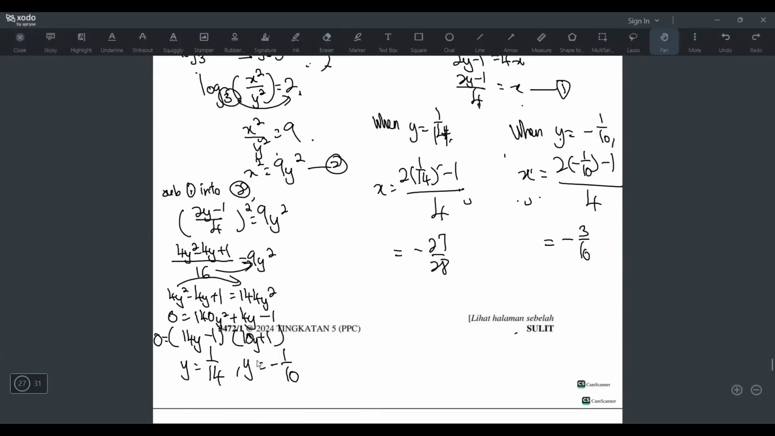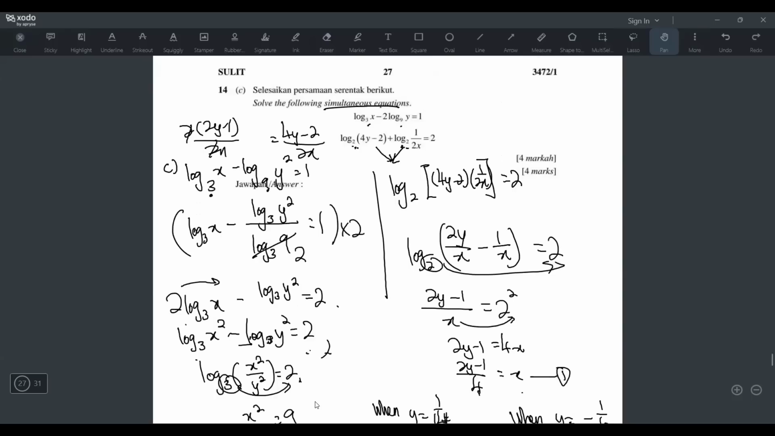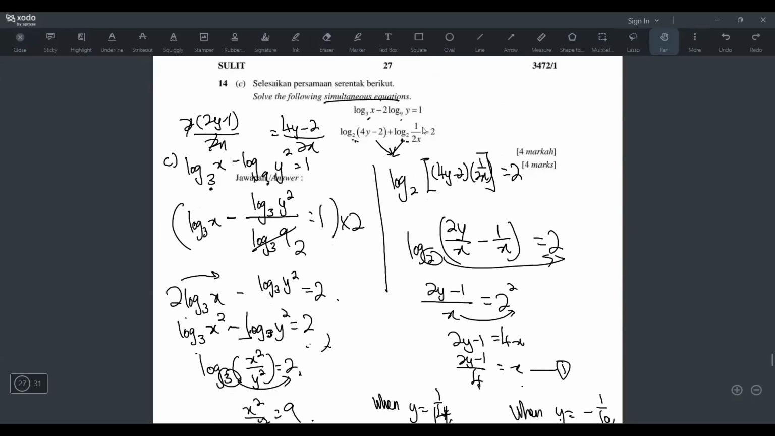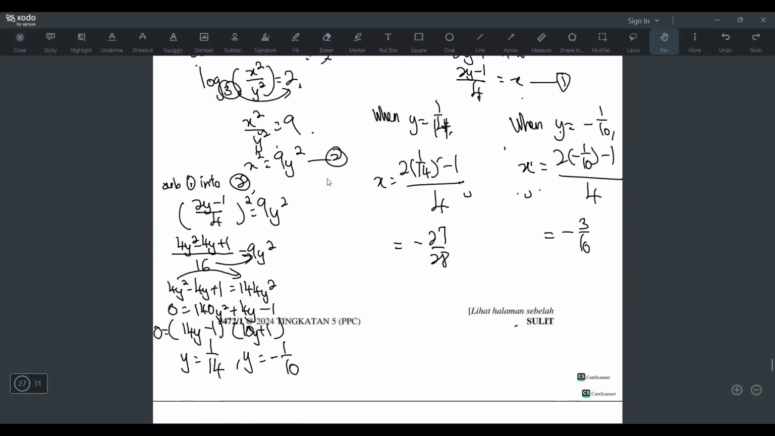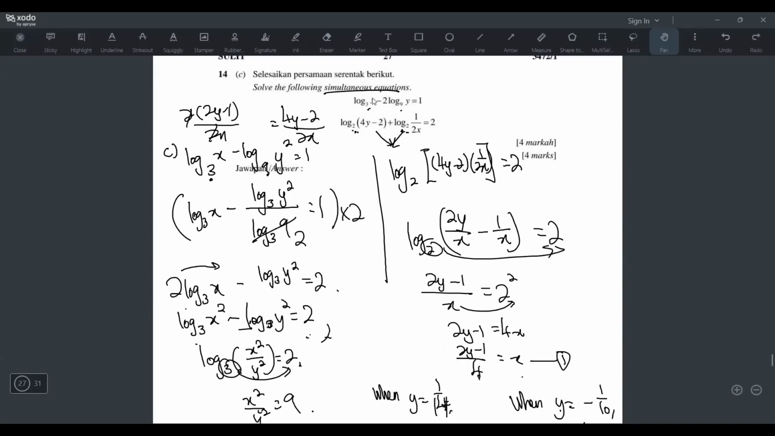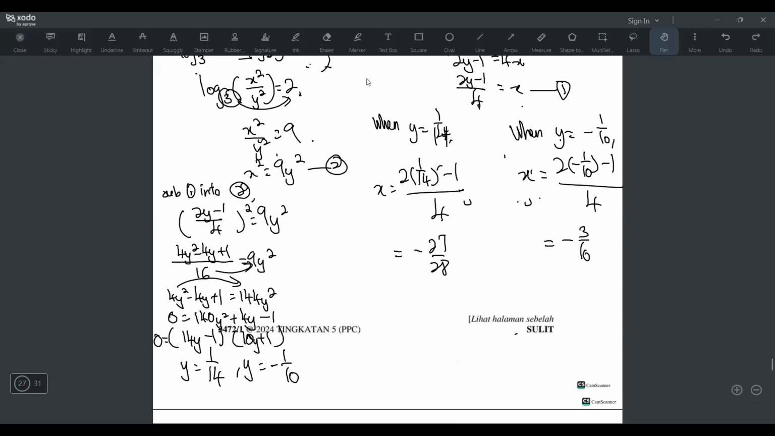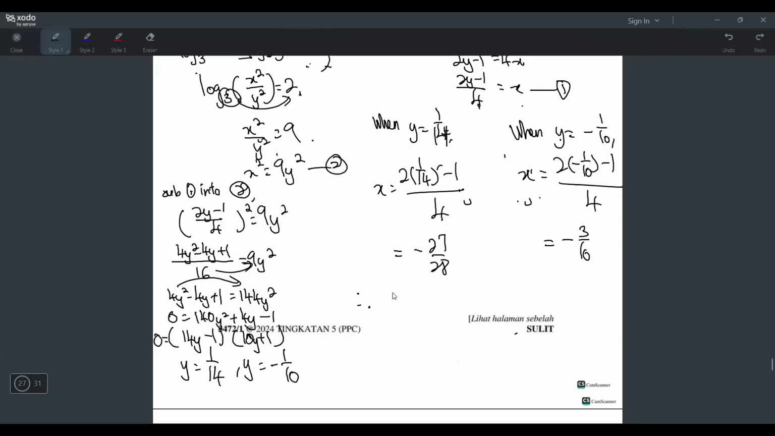The scheme, they put 1 over 10 here. Yeah, they put 1 over 10 here. So yeah, okay, x is this one, y is this one. So can x be negative? Can x be negative? y negative. Okay lah, class, I think I'll just stick to my answer here. x equals negative 27 over 28, comma, y equals 1 over 14.